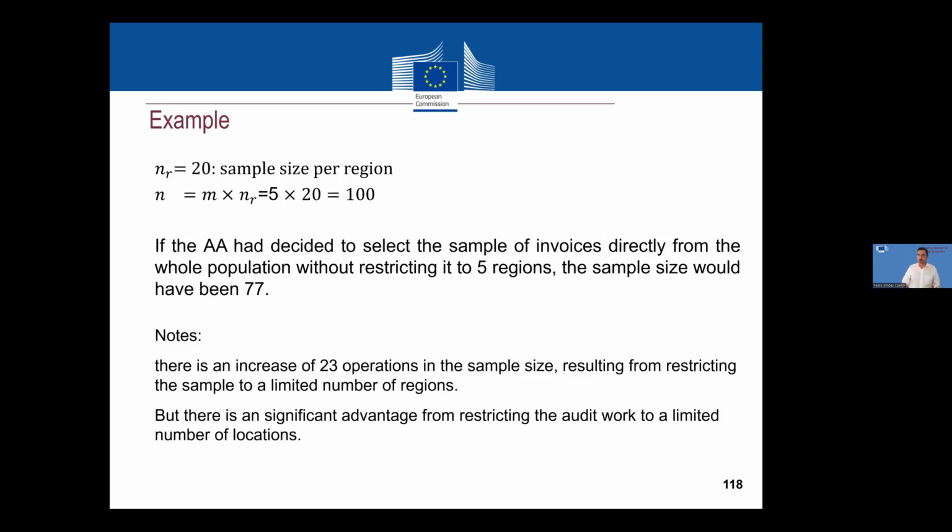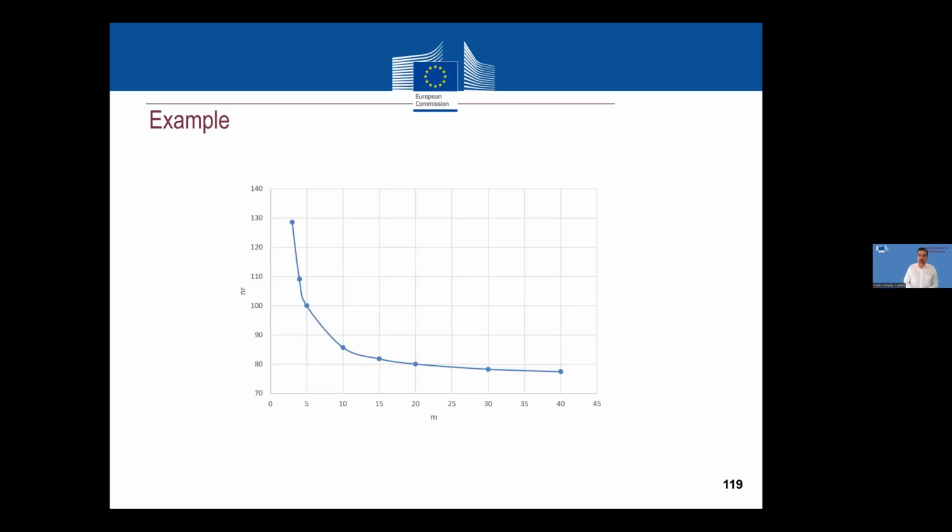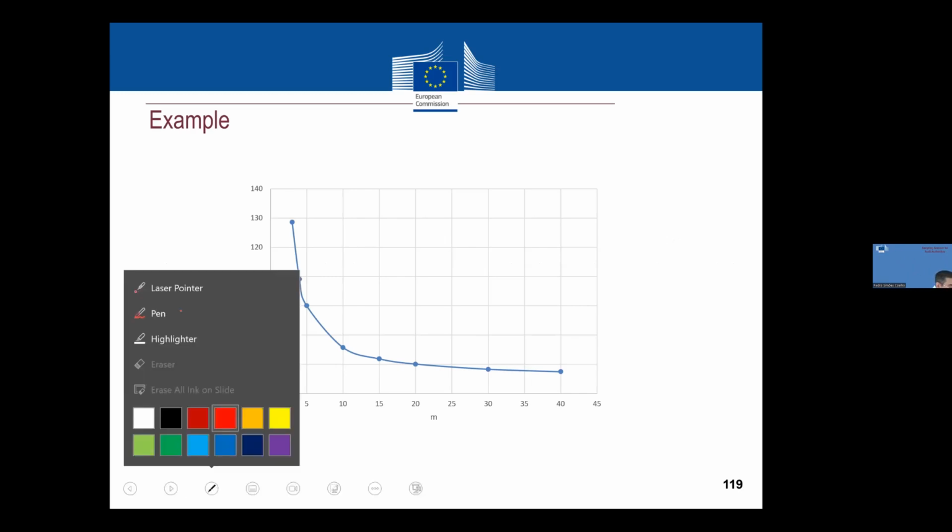Thinking about a normal cost structure in terms of audit, probably this makes sense. So there is a significant advantage by significantly reducing the number of places that you have to audit, although to do that, of course, you have to compensate by increasing a little bit your final sample size. Final graph in this presentation, just to show you a little bit in this example, what is the relationship between the number of invoices that you have to audit and the number of locations, and you can very easily understand what happens.